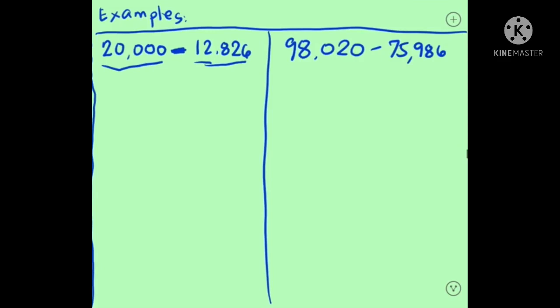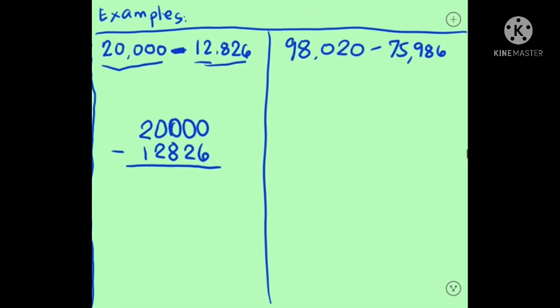So, of course, every operation of numbers, we need to line up them, right? So I will write first the 20,000. That is our what we call minuend. Am I right? Yes, I will put here 20,000. And then our second number, which is 12,826, and of course do not forget our symbols.